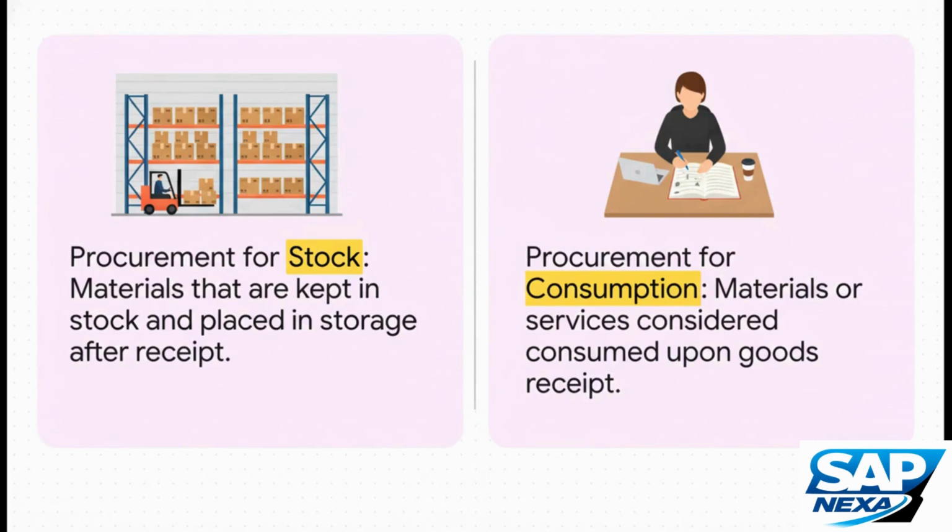Okay, now this is where SAP starts to get really smart. When you buy something, the system asks a very basic but very important question. What's this for? Are you going to put it in your warehouse or are you going to use it right away? This one little decision changes everything that happens next in the system. Let's start with the first scenario, buying for stock.